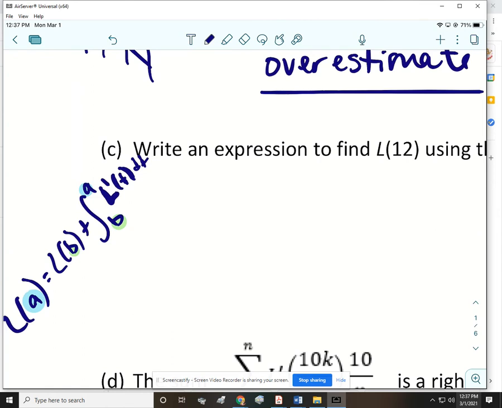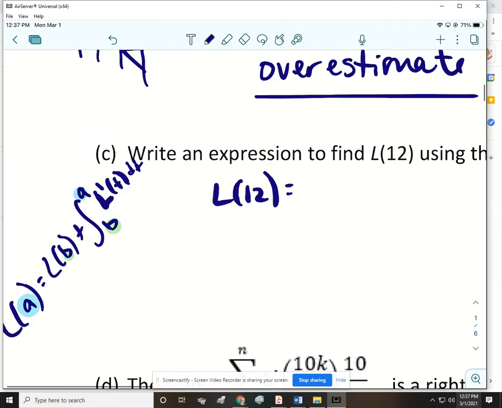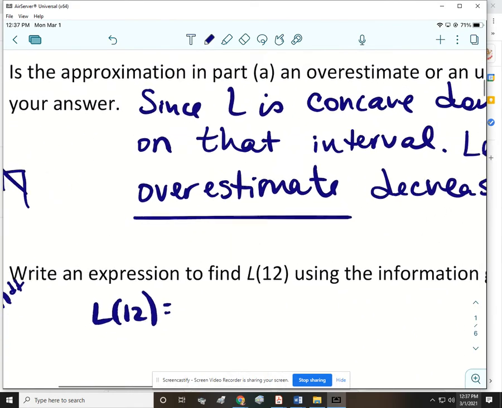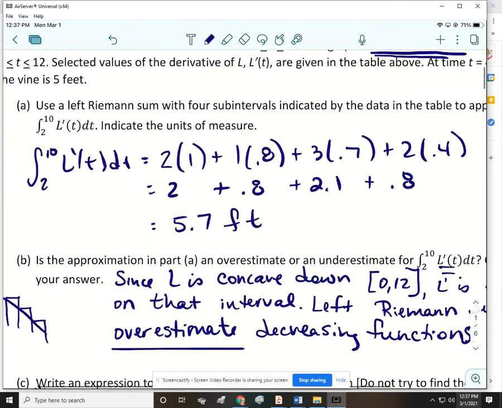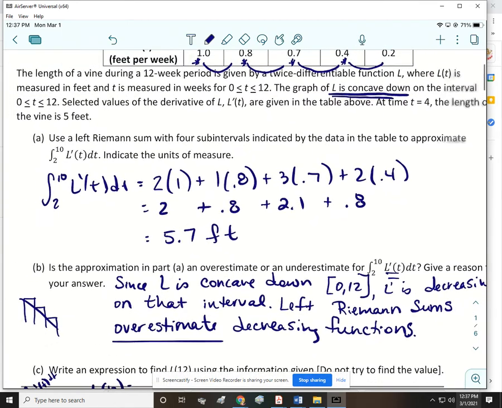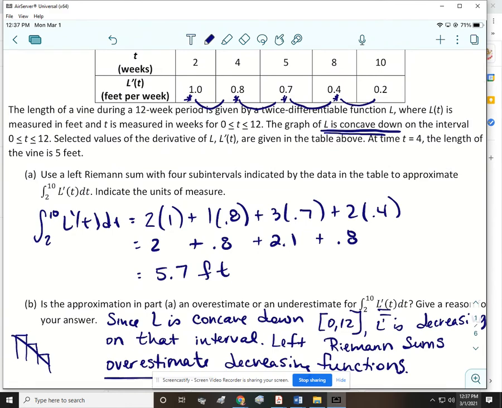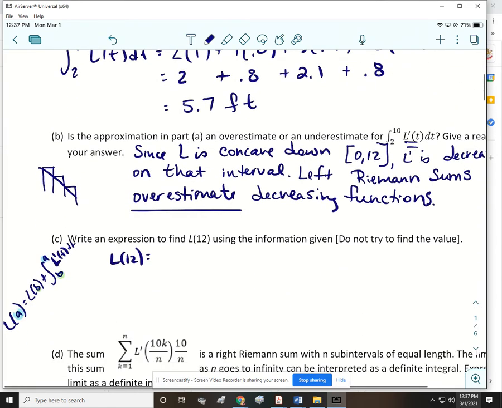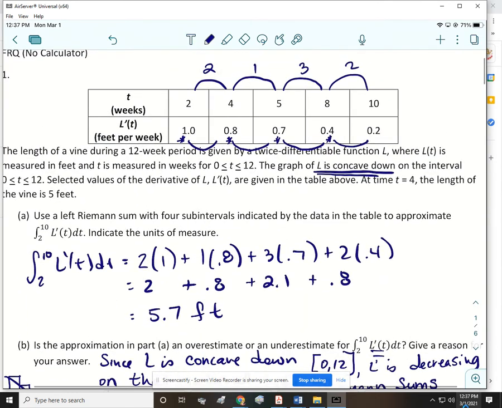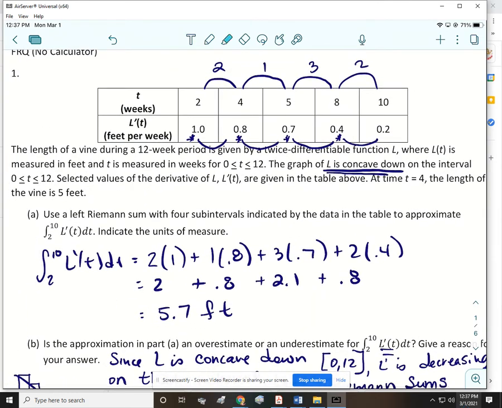So what we want is L of 12. So what do we know? Like, what's our B? What are we given? All of this stuff is L prime, so we can't use that. We need to know L of some value. We know L of 4 is 5.